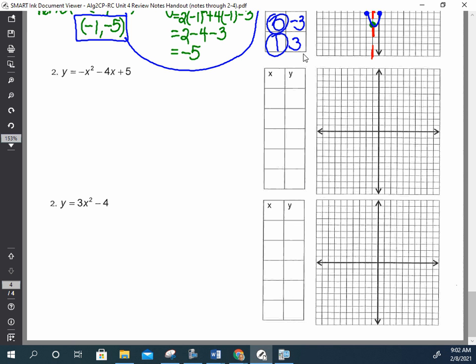So example 2, you've got y equals negative x squared minus 4x plus 5. Negative x squared minus 4x plus 5. So we're going to follow the same steps, same process that we did for the first example.